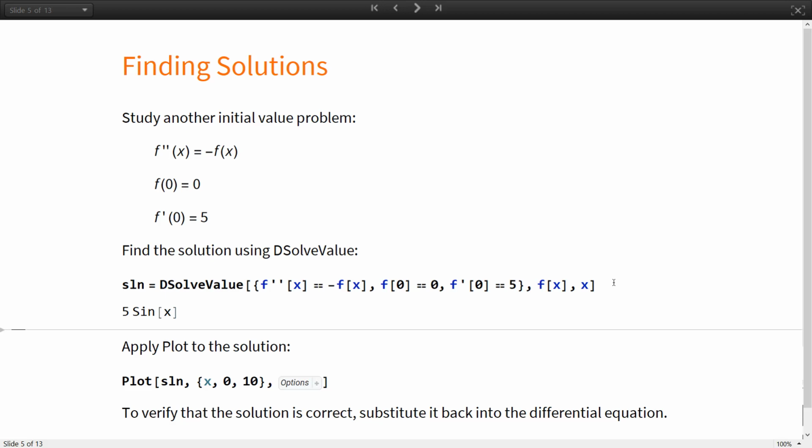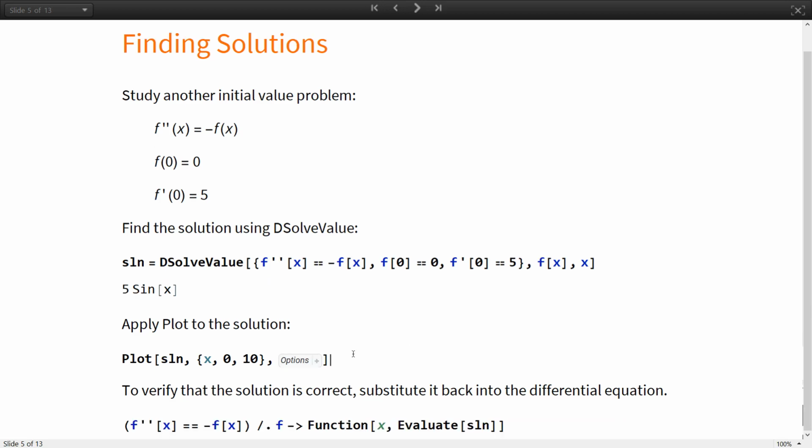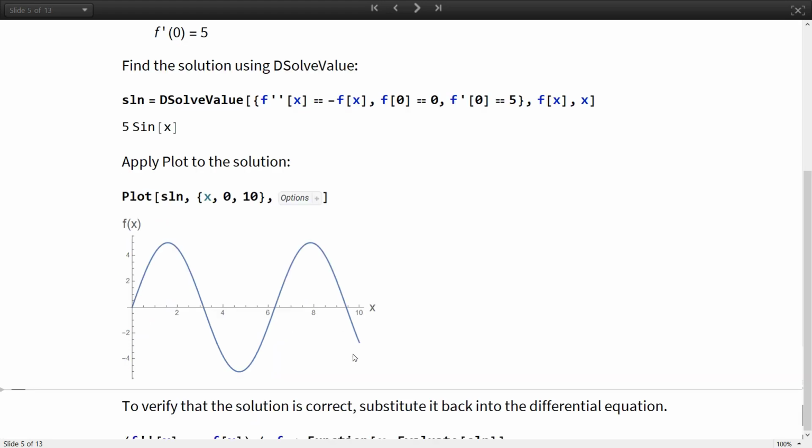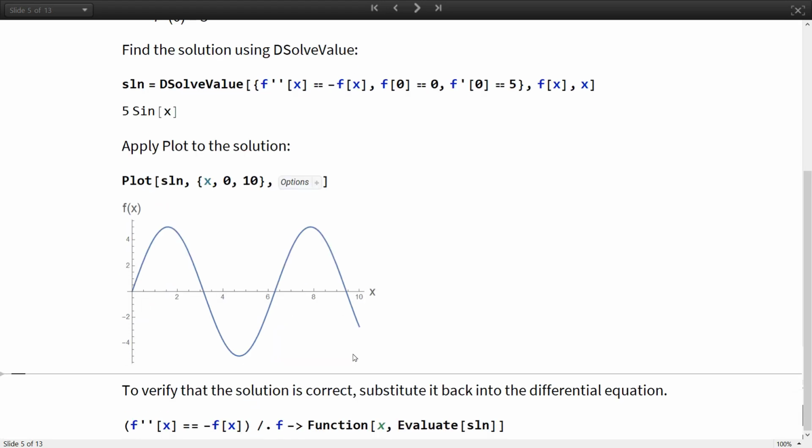As was the case before, since we saved the solution in the variable sln, we can simply apply the Plot function to visualize the solution. Substituting the solution we found into the differential equation shows that it does satisfy the equation.